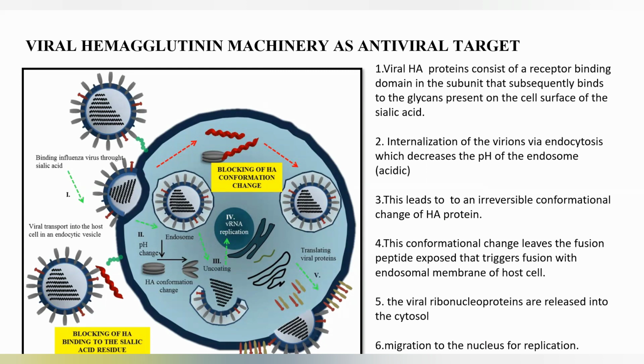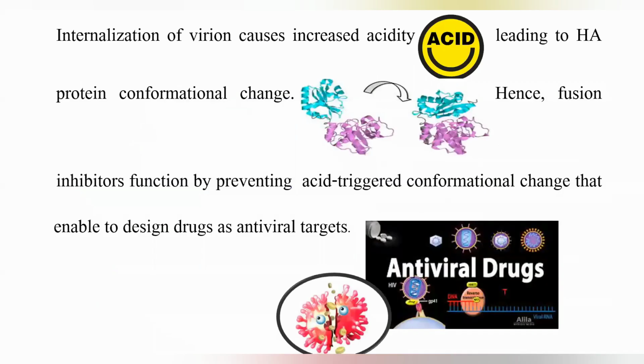One is blocking of the HA binding to the sialic acid residue, which is the initiation of the entire process. Another target could be blocking the HA conformational change, which stems from the acidic environment of the endosome. This is the rough idea of what happens due to the HA mechanism of the virus. The internalization of the virion increases the acidity in the endosome, which leads to the conformational change, and thus the membrane fusion followed by replication.